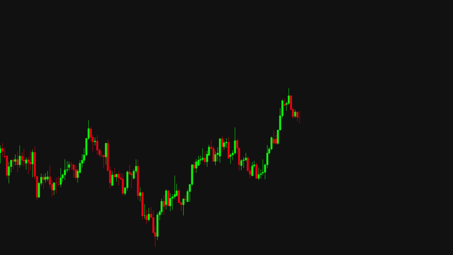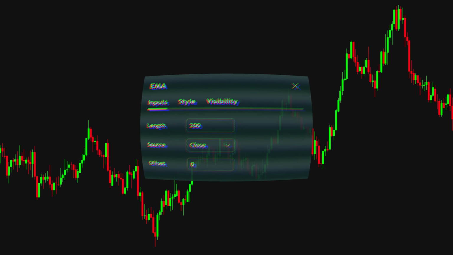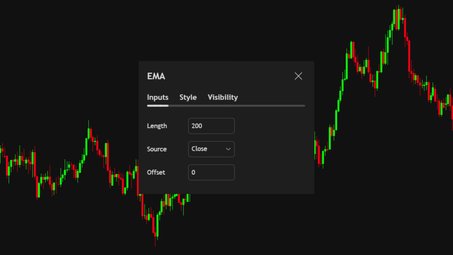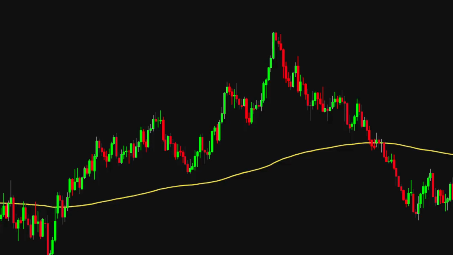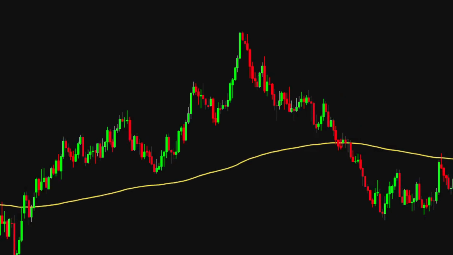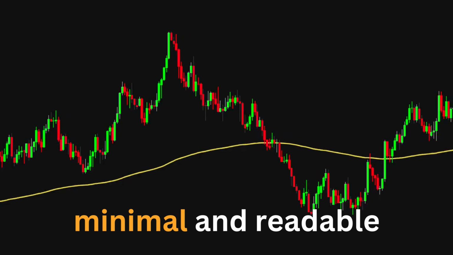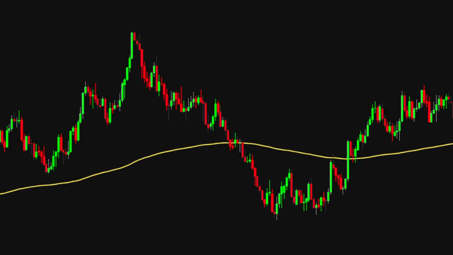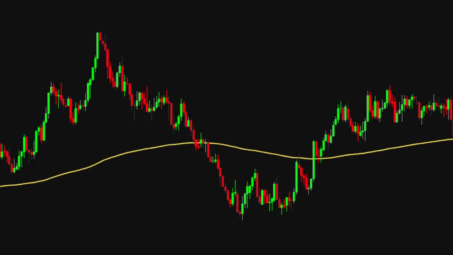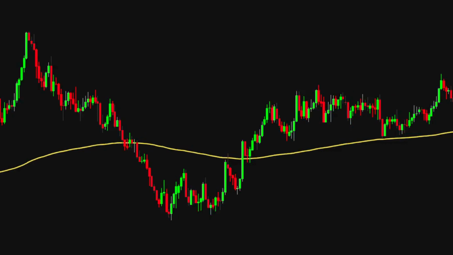Open your chart and go to the indicators section, then search for exponential moving average and add it to your chart once. After adding it, open the settings and set the length to 200. Choose a bold, clean color, something that stands out clearly on your chart but doesn't become visually distracting. The idea is to keep your chart minimal and readable so you can immediately recognize where price is relative to this level. Once applied, you'll see a single smooth line tracking the broader market direction. And that's really all you need.